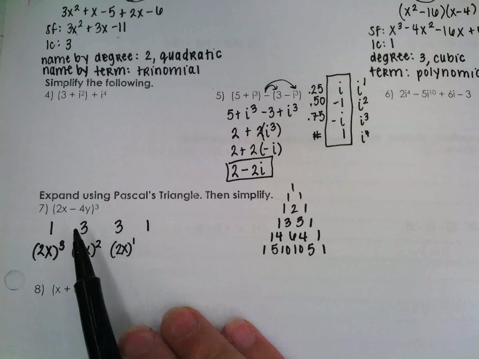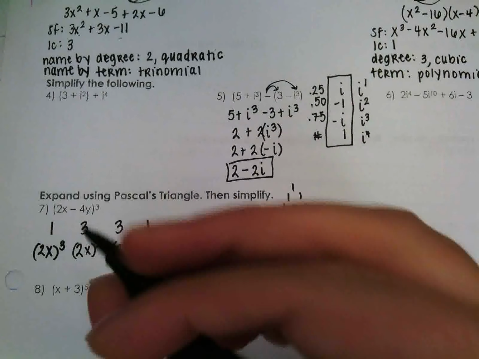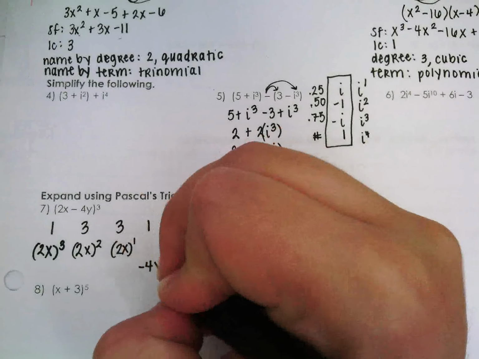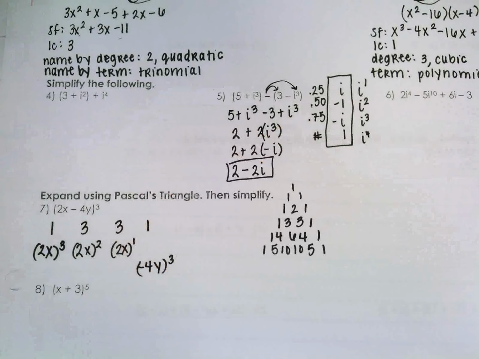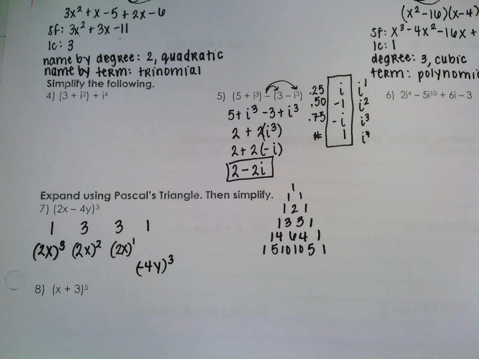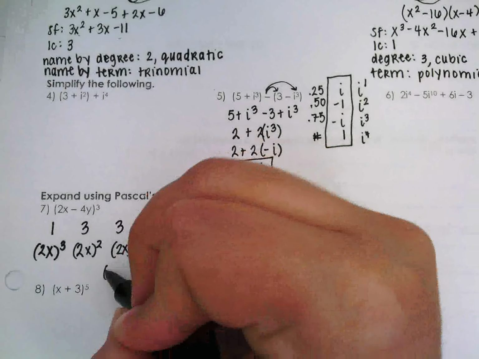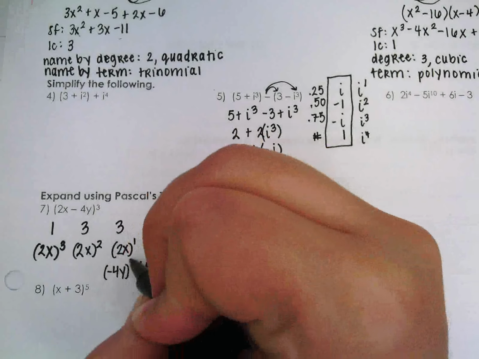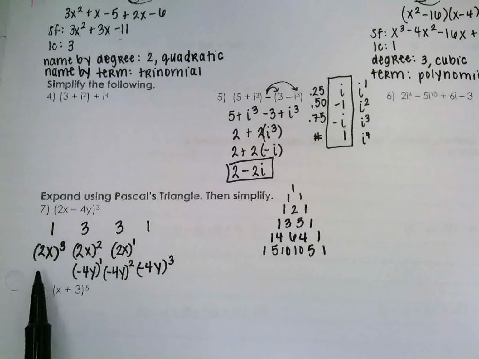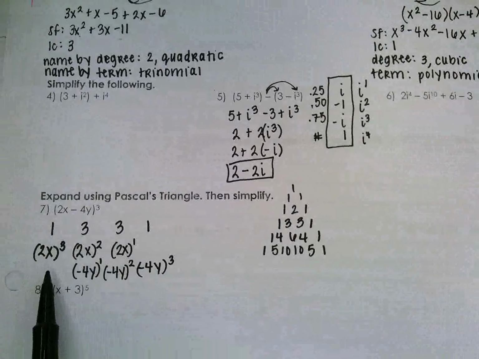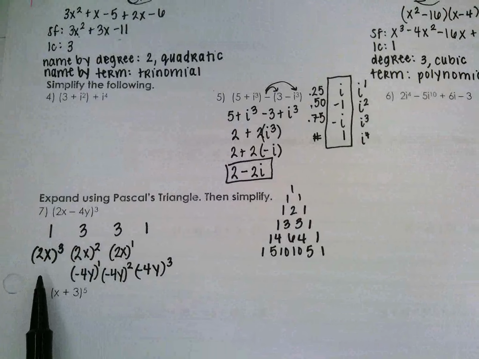All right, then I'm going to look at the negative 4y, and that negative is important, so don't forget the sign. So that negative 4y, since it's the term on the right, I'm going to start over here on the right, and because that exponent is a 3, we're raising it to the third power. And then we're going to move right to left. So I've got negative 4y squared, negative 4y to the first, and then there is no negative 4y last because it's technically negative 4y to the 0, and anything to the 0 power is 1.